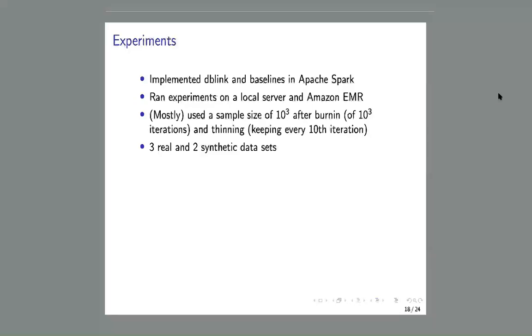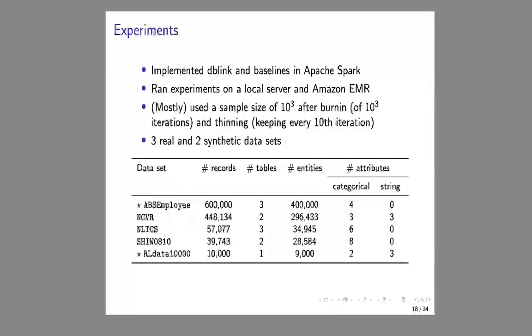Again, we had 3 real and 2 synthetic data sets. Here's a summary of the different data sets. The ones that are starred are synthetic data sets, and the ones that aren't starred are real data sets. Here we have the total number of records, the total number of databases or tables, and the number of true entities. We have a unique identifier for each of these data sets, so we're actually able to figure out some evaluation metric or quality control after we run our fully unsupervised algorithm.